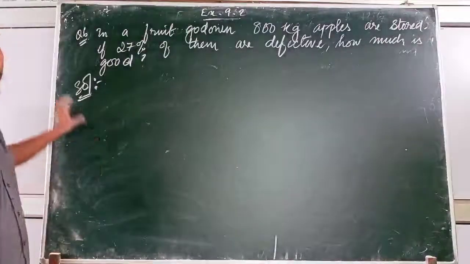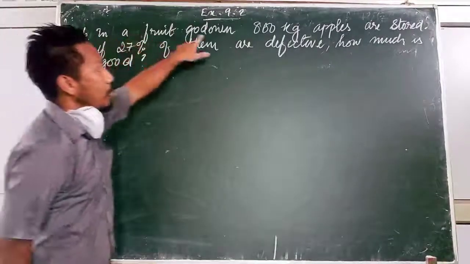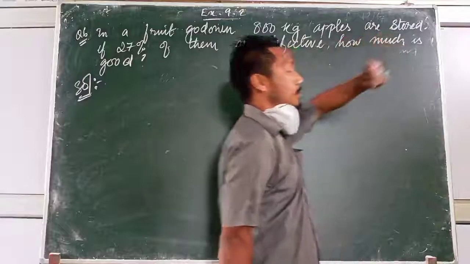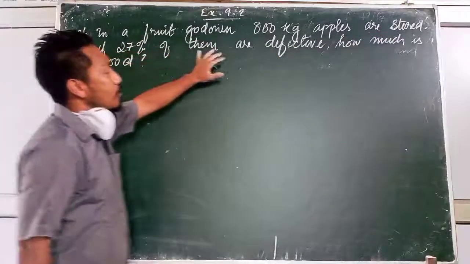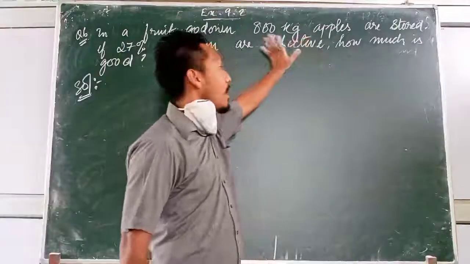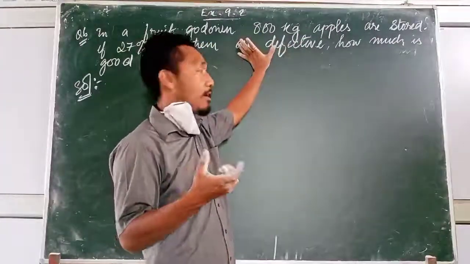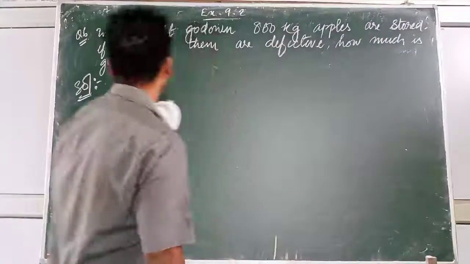Now question number 6. In a fruit godown, 800 kg of apples are stored, but 27% of them are defective. Means 27% are bad, they are not good. So how much is good?